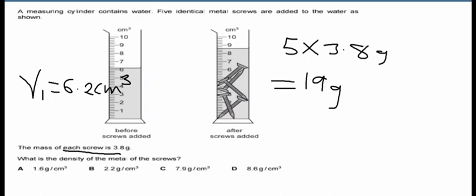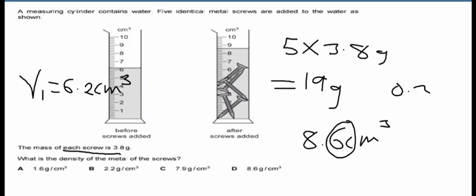after screws are added. After screws are added, we are going to find that the volume rises up to this point here. As you can see very clearly, this one is going to be 8.6 centimeters cubic. These small lines that you can see here, each line is representing 0.2. So that's why I'm saying this one is going to be 8.6. So we have 3 lines from 8 up to where the water is ending.